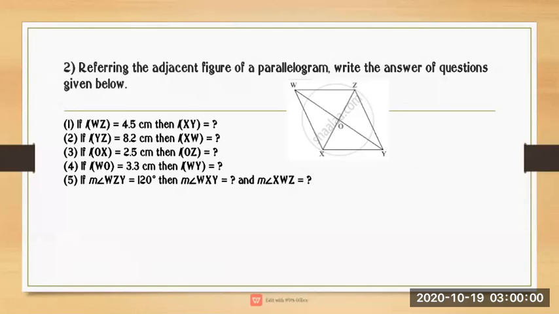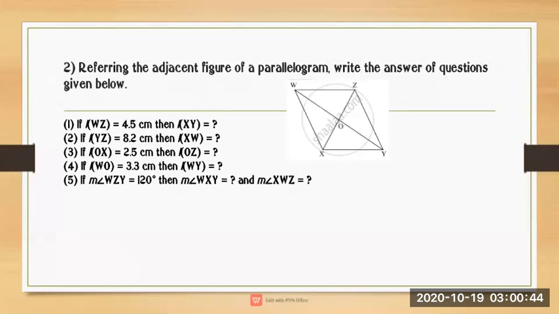Now you are going to give me the answers of all the 5 questions. My first question is, if line WZ, which you can see, is equal to 4.5 centimeter, then XY equals dash. Very good, XY is also 4.5. But what will you write as the reason? You are giving me the answers. Answers should be given with reasons. Why is this 4.5?